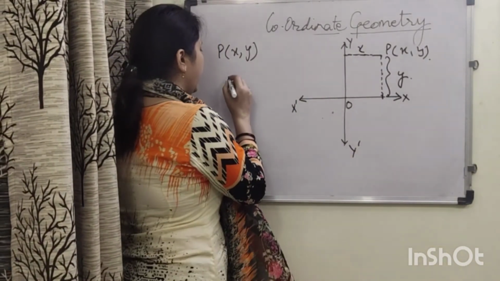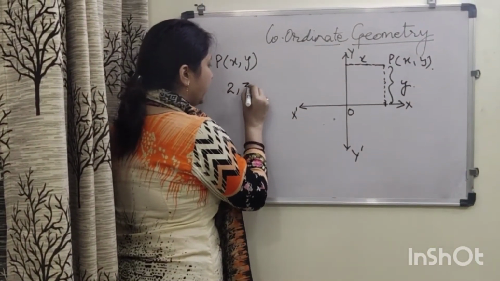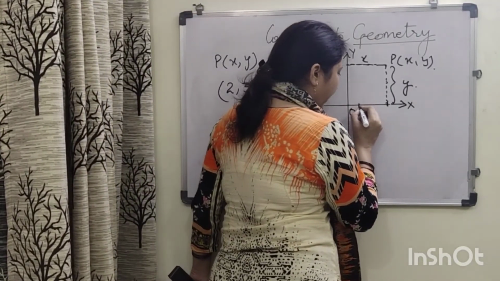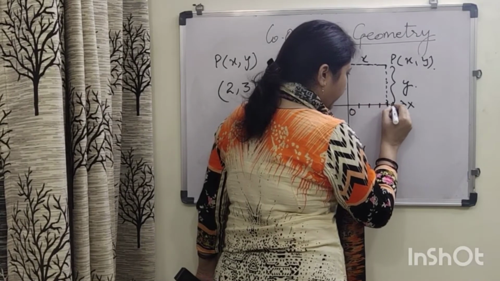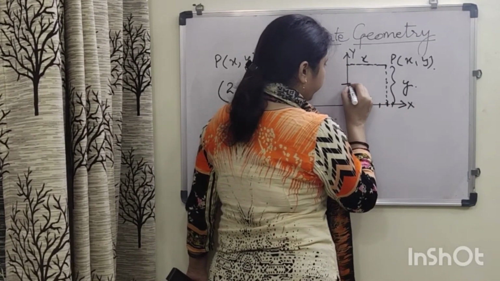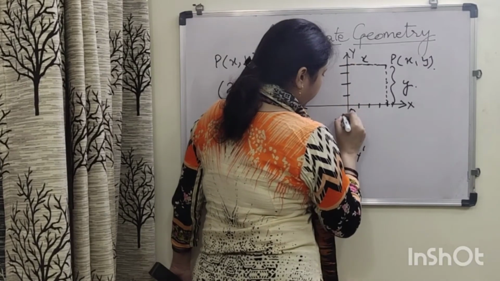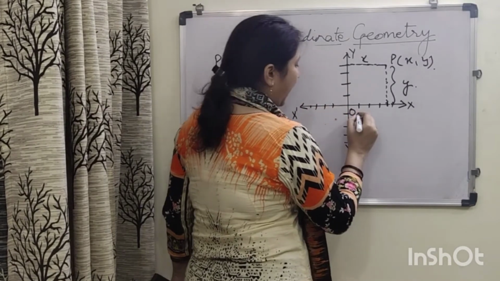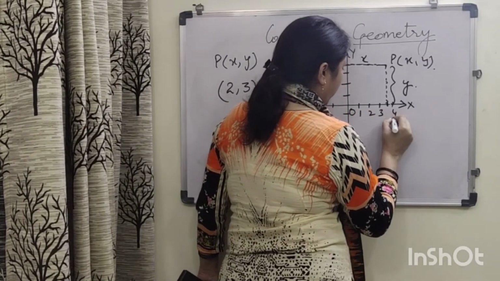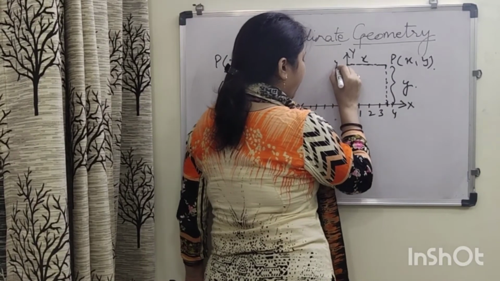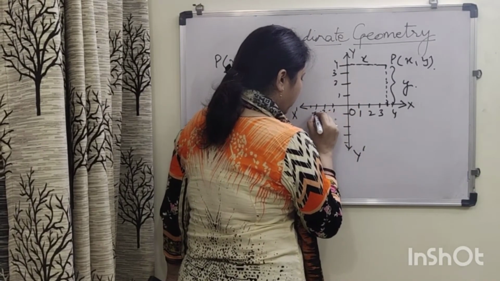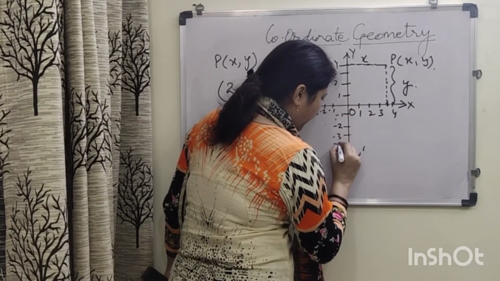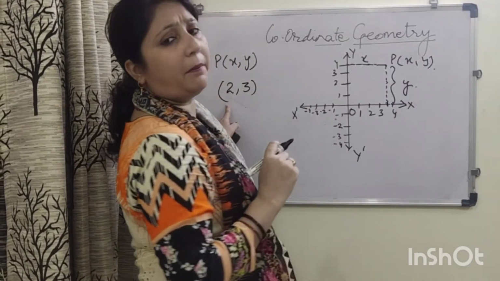Let us take an example of 2, 3. You draw a rectangular axis system. You divide with unit distances on x axis, y axis both. Fine. Divided. Now mark them as 1, 2, 3, 4. 1, 2, 3, 4. Minus 1, minus 2, minus 3, minus 4. Minus 1, minus 2, minus 3 and minus 4. Your point is 2, 3.